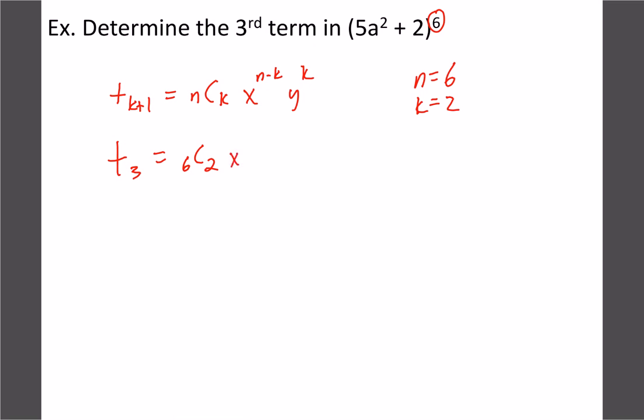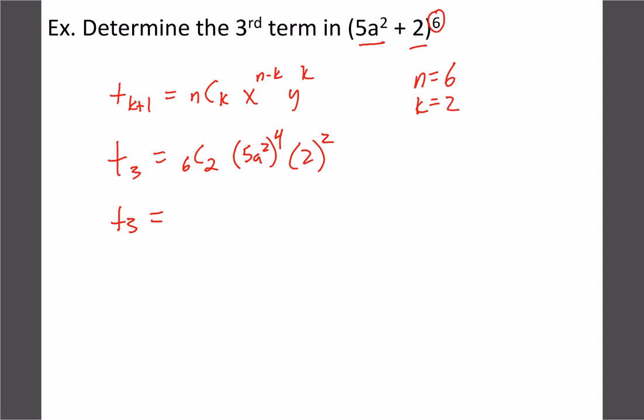Now we have x, which in this case, our x is just that first term, so we'd have 5a squared, and we're going to do that to the power of 6 minus 2, which is 4, and then our second one is just the 2, and that'll be to the power of 2. So all we have to do now is actually just simplify all this out.